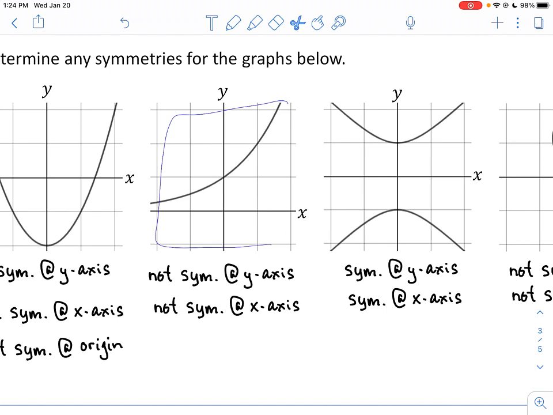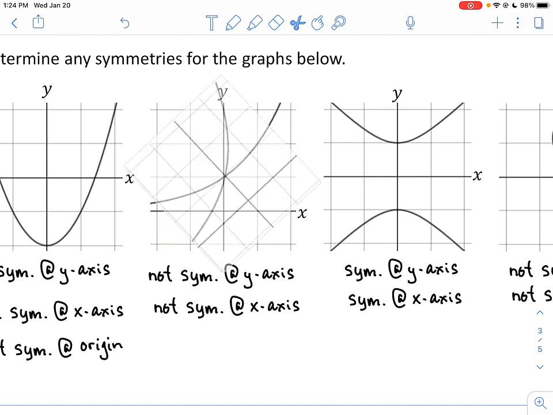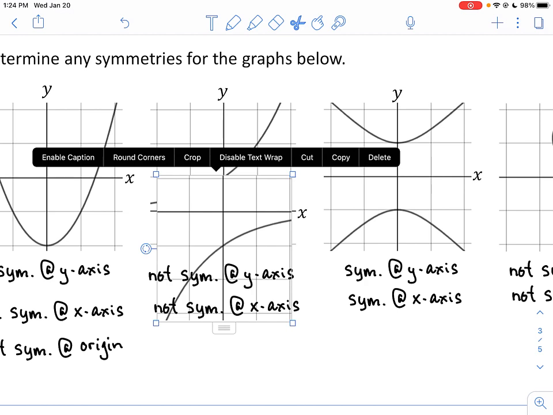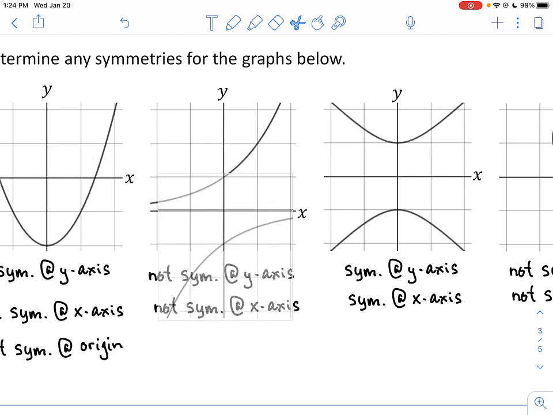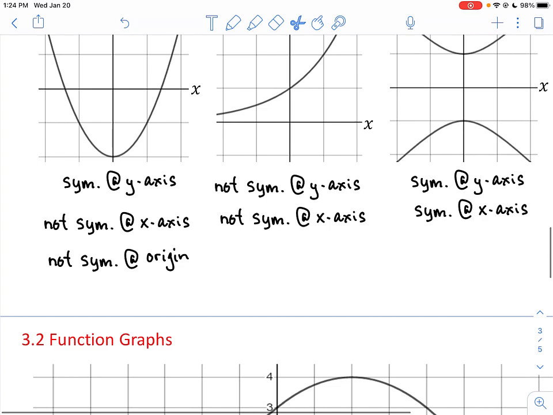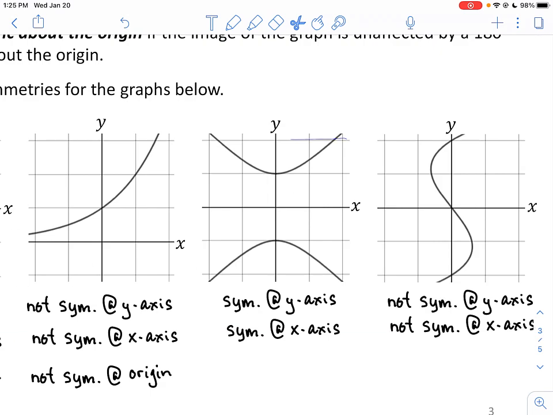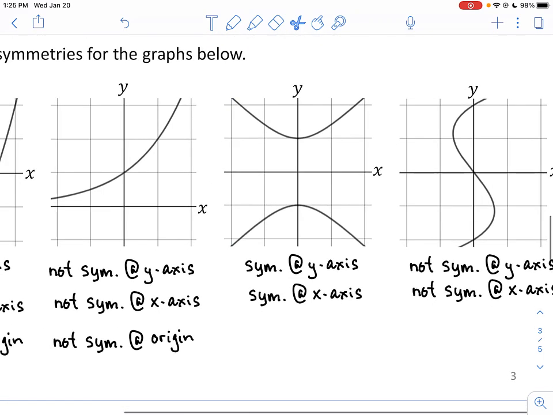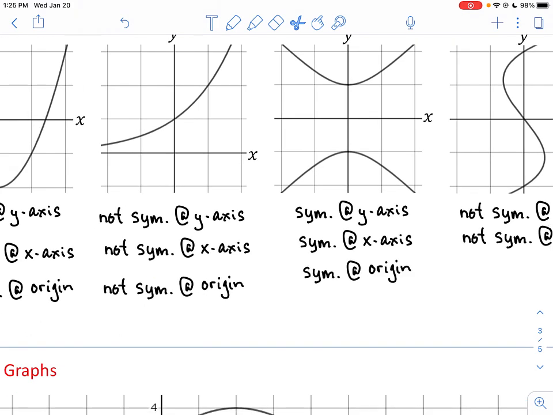Now this next one, if you were to imagine rotating this around the origin, so the origin was actually right there, rotating it around the origin puts the shape down below like that, but notice it doesn't make the same shape that we started with. Therefore, we do not have symmetry about the origin. This next one, okay, rotate around the origin 180 degrees, and notice that it winds up being the exact same. So we do have symmetry about the origin in this case.